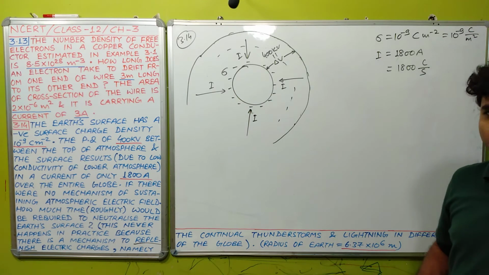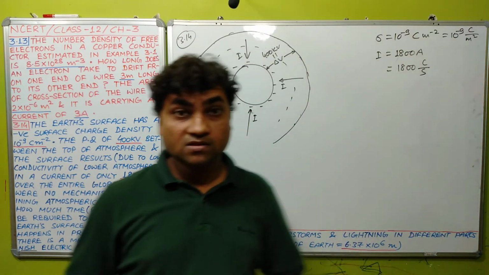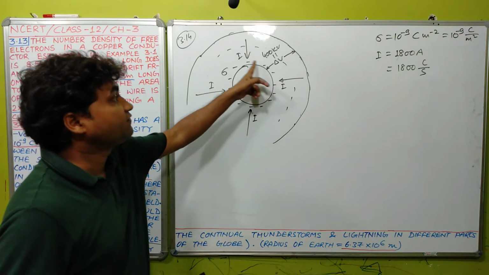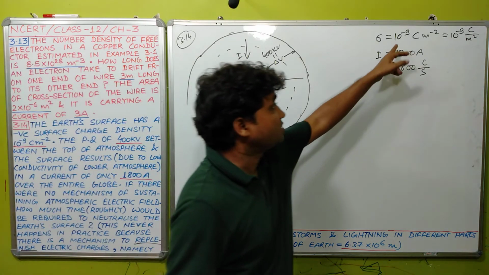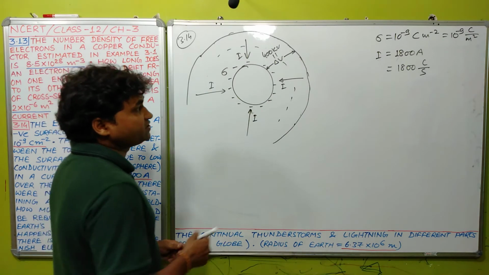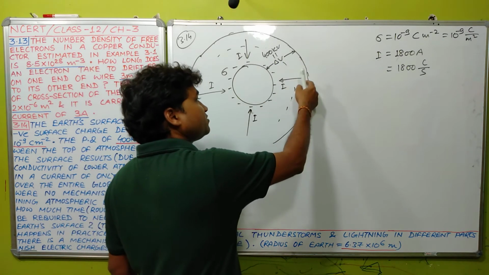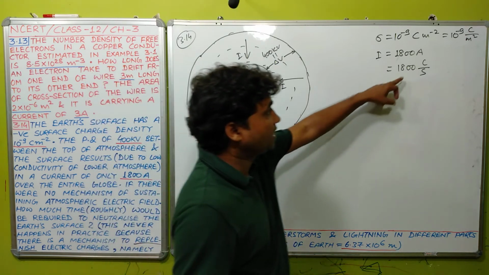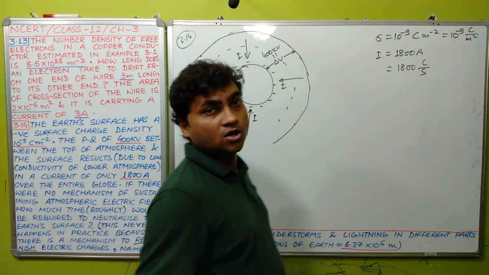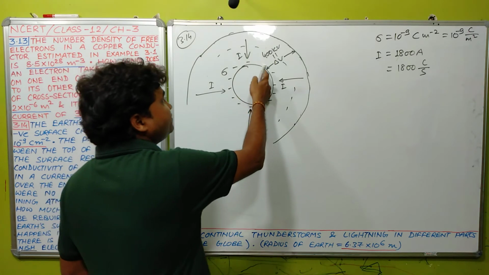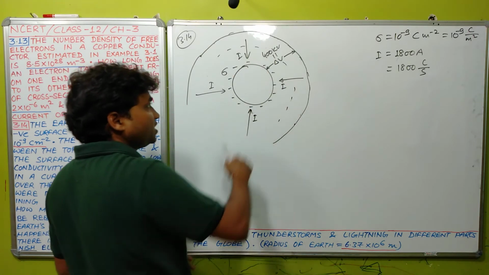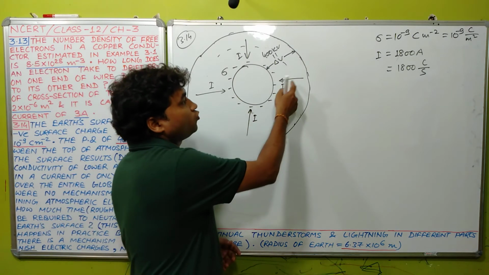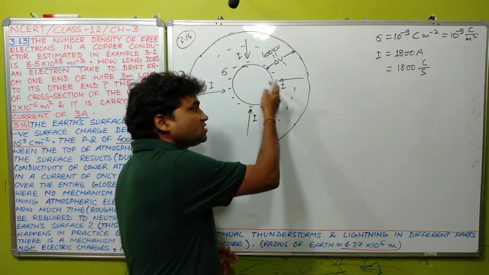It means in every second, 1800 coulomb of charge is flowing towards the Earth's surface due to this potential difference. Since Earth already has excess electrons, a negative surface charge density, and positive charges are flowing towards the Earth's surface at 1800 coulomb per second, finally this negative charge of Earth's surface will start to neutralize due to the flowing of this positive charge, due to the flowing of this current.